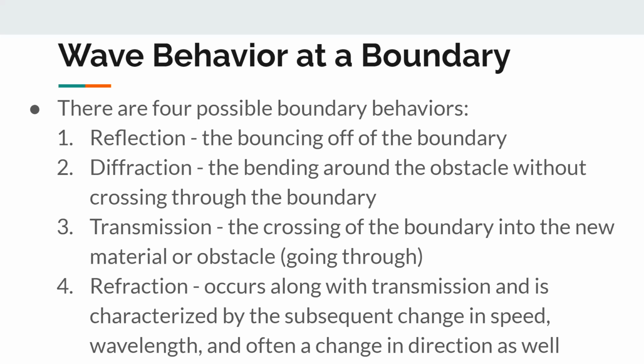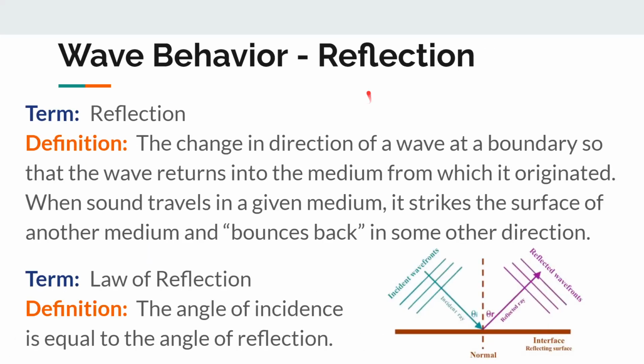Okay, so those are the boundary behaviors, and as I said, we're going to focus on the first one today, reflection, and what happens when you have a wave reflect, and we're going to talk about interference. So again, we are going to go into these other ones, diffraction and transmission and refraction, more tomorrow. But let's talk about reflection today. So again, you already have that basic definition written down, but you can add to it.